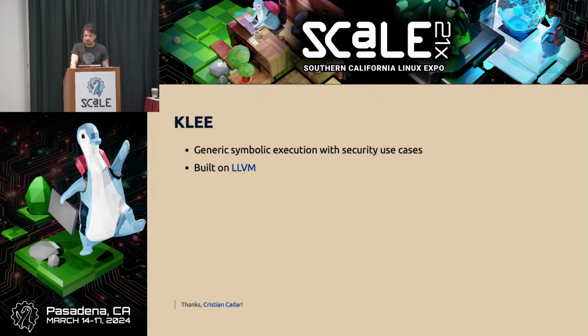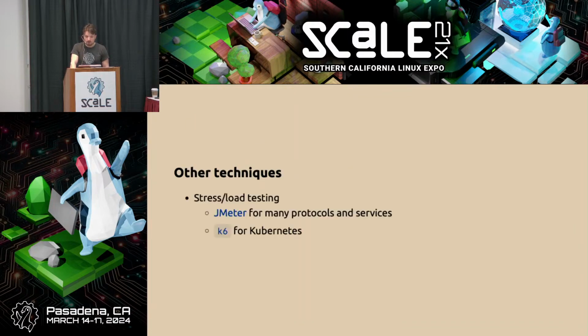This marks the end of all security detection techniques, but there are others which you may use. There is stress and load testing. You can use JMeter for many protocols and services, or k6 for Kubernetes, and web dynamic analysis using OWASP ZAP.